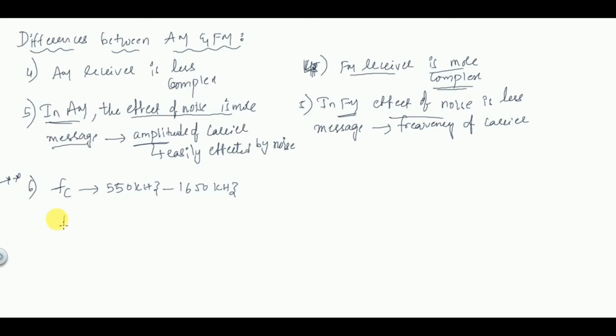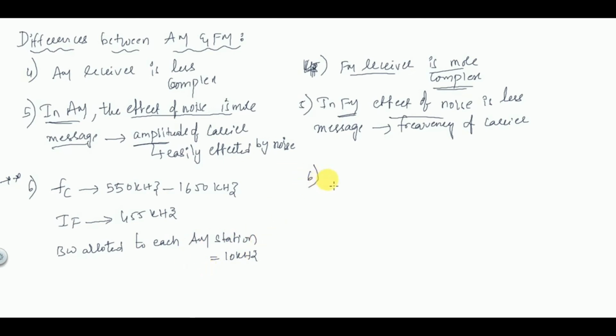Okay, the intermediate frequency of the AM is given by 455 kilohertz, and the bandwidth allotted to each AM station, that is the bandwidth of each AM signal, is 10 kilohertz. These are the standard values which you have to remember.